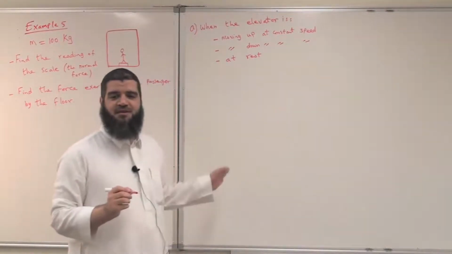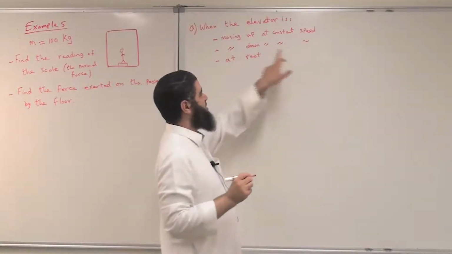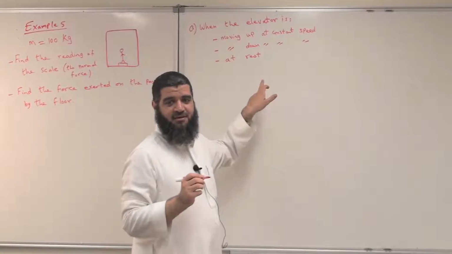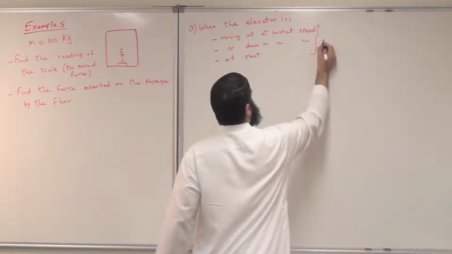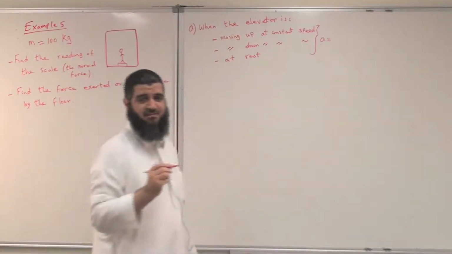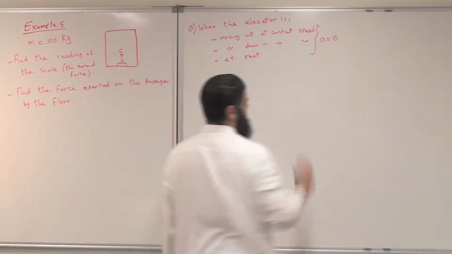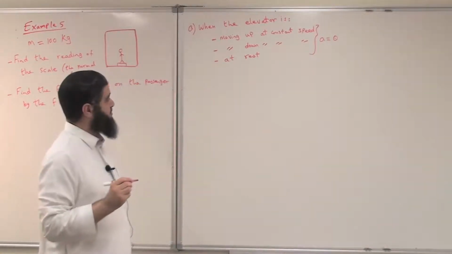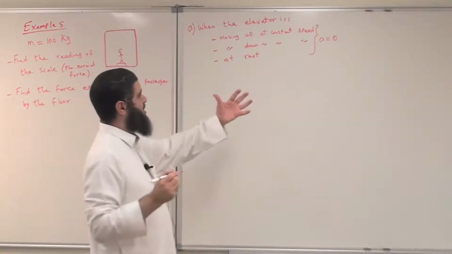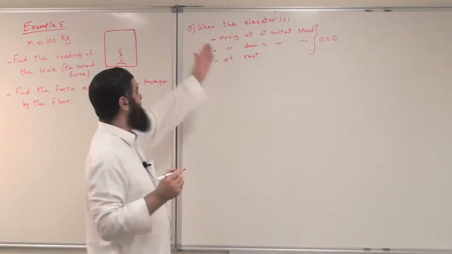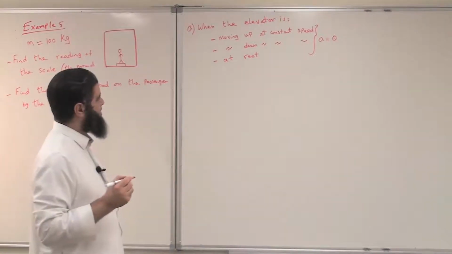What is common about these three situations? If the elevator is moving up at constant speed, moving down at constant speed, or at rest, if you remember from the kinematics, this means that the acceleration is equal to how much? Guess, my student? Yes, true. Acceleration is 0 in all these three cases. So how do we find the normal force when the acceleration is equal to 0?